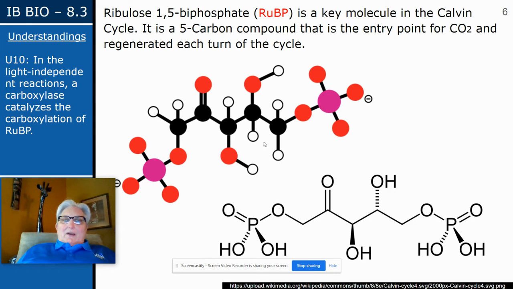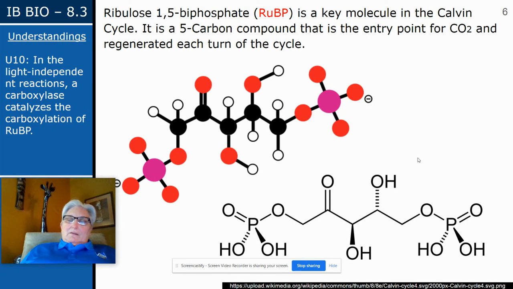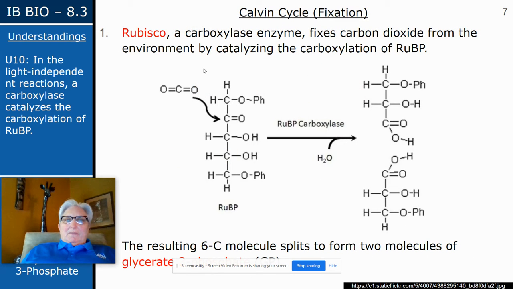So we start with a very key molecule that is going to get this whole thing off and running, and we call it ribulose, and you'll see it abbreviated as RuBP if you look up here. It's going to be very key because it's going to take that carbon dioxide from the light reaction, and it's going to use it to keep that cycle churning or regenerating.